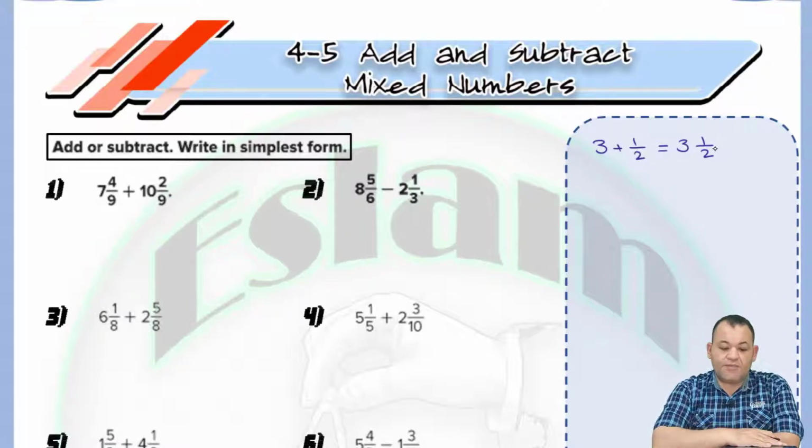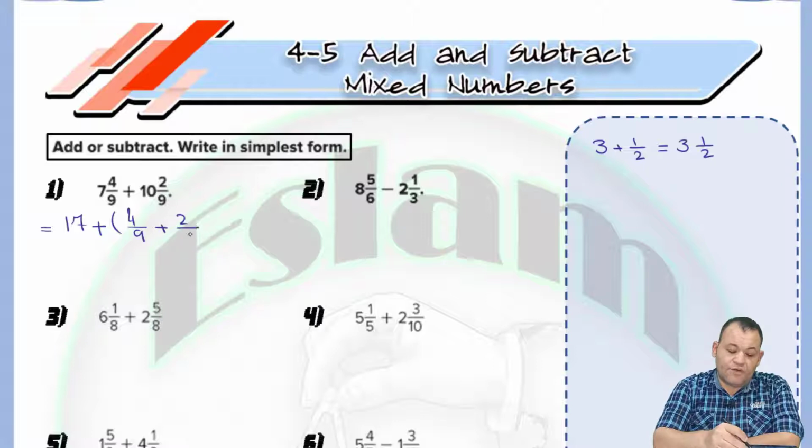We will follow the same now. We have 7 and 4 over 9 plus 10 and 2 over 9. Just add the two whole numbers together. So 7 and 10 equals 17. Now it will be plus. Look at the two fractions that we have. We have here 4 over 9 plus 2 over 9.